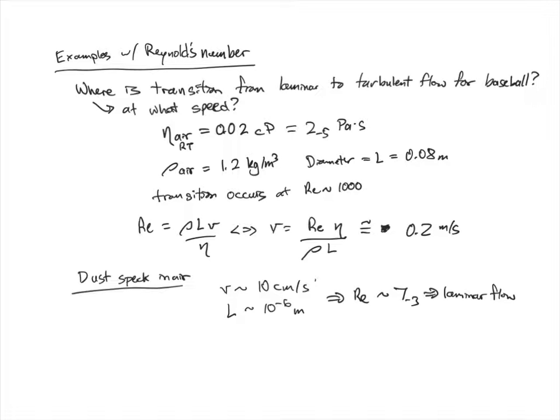And in comparing the dust speck and the baseball, there are two things responsible for moving us from the mostly turbulent flow of the baseball to the completely laminar flow of the dust speck. One is that the diameter is so much less for the dust speck than for the baseball. That's the biggest thing. And the other is that the velocity is somewhat less, and both the diameter and the velocity appear in the numerator of the Reynolds number.